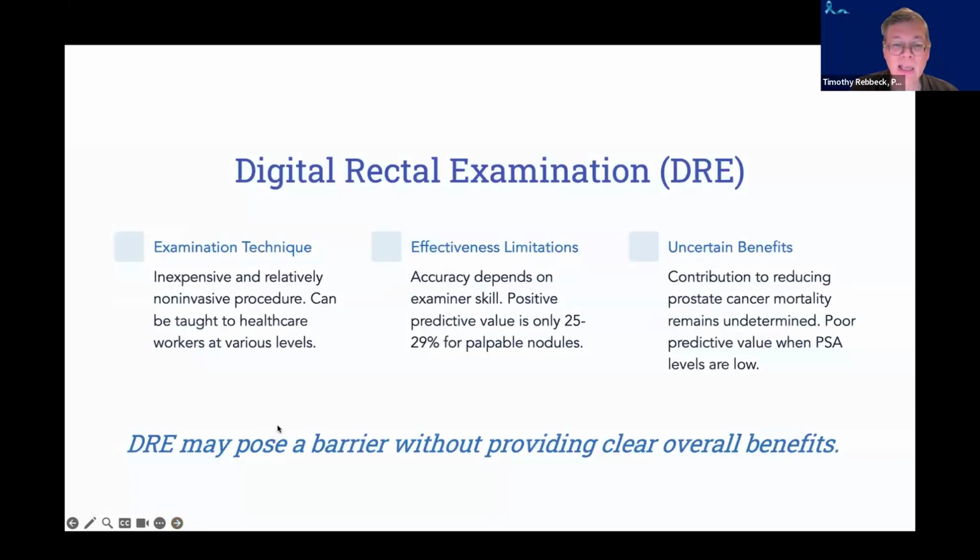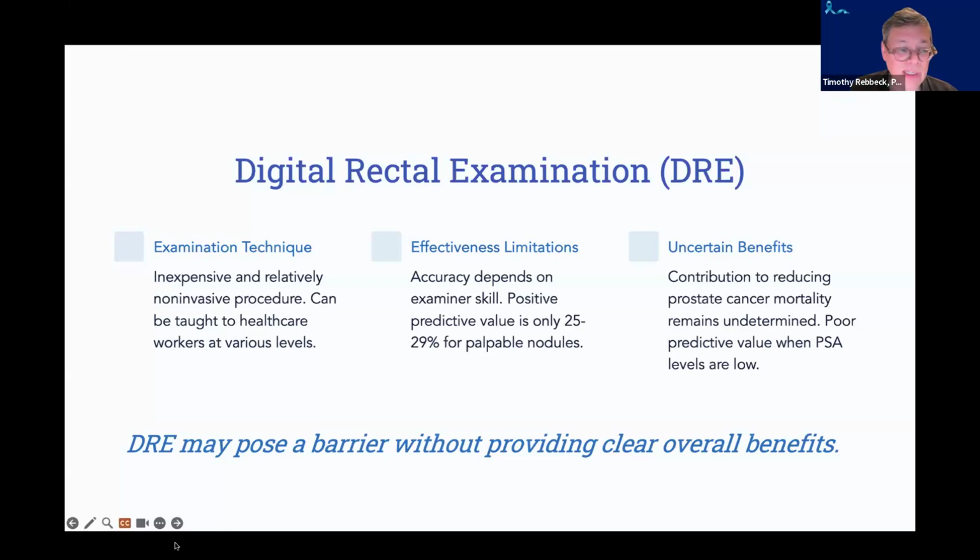So as you heard a minute ago, digital rectal examination is there, but I think that most people don't believe now that DRE by itself has any added benefit based on data that we've seen. And very importantly, DRE may pose a barrier to some men to have screening without providing clear overall benefits. The benefits of DRE are fine to consider in the context of a PSA test, but if men think they're going to undergo a DRE and don't get screening as a result, DRE may be a barrier without any clear benefits.